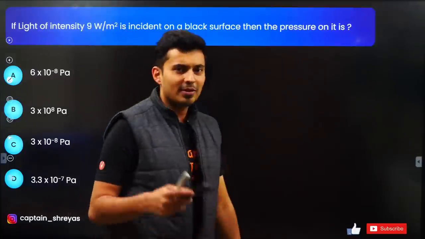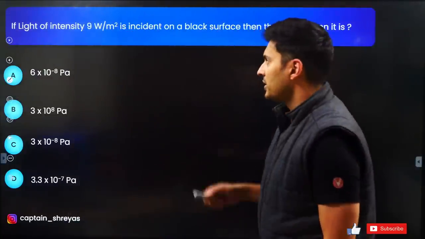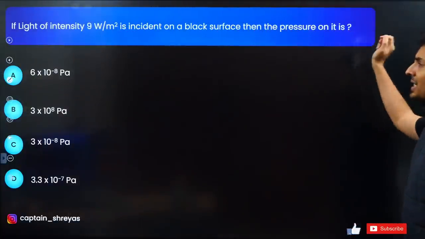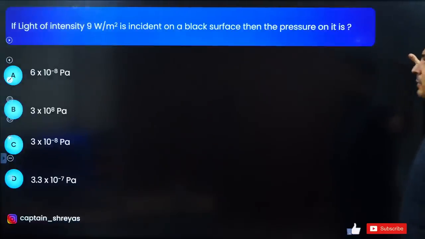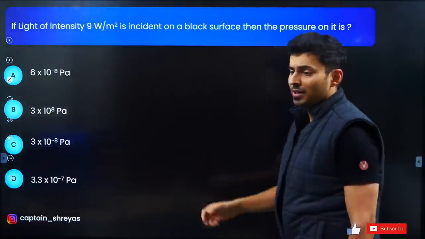Okay, fair enough. Let's move to another question. Let's see if you can solve this. Light of intensity 9 watts per meter square is incident on a black surface. Then the pressure on it will be.